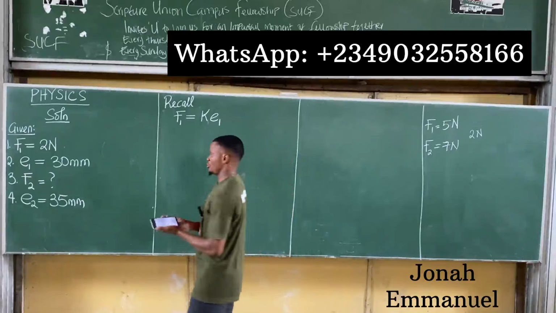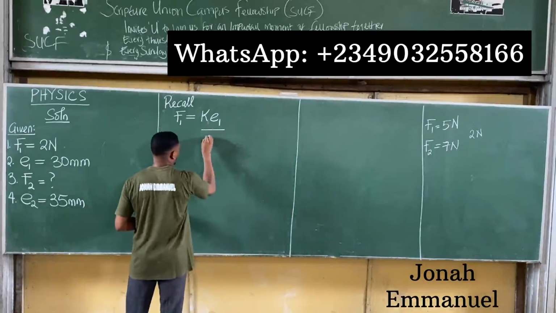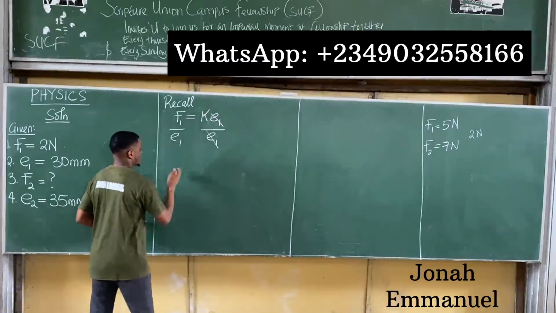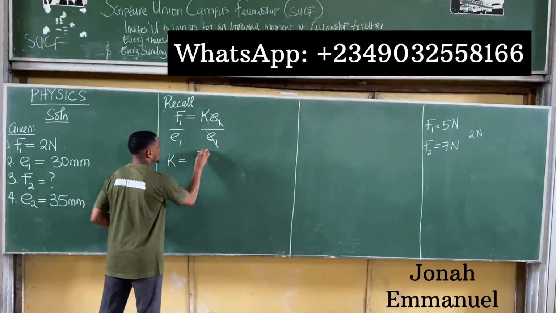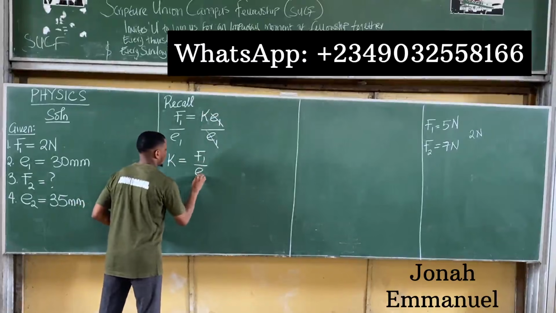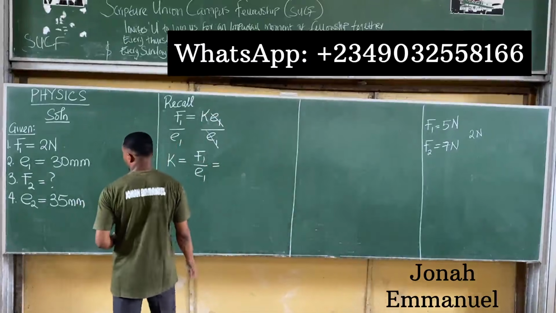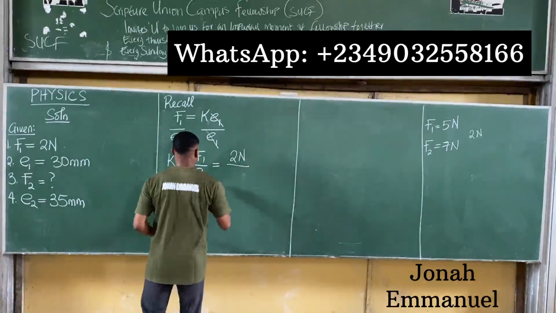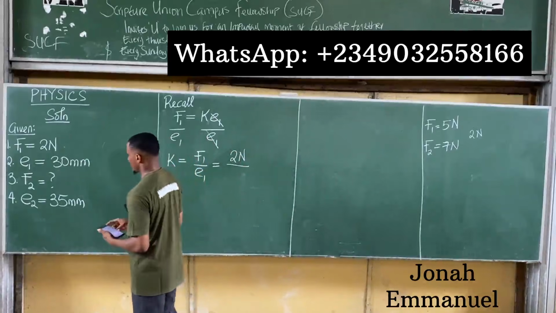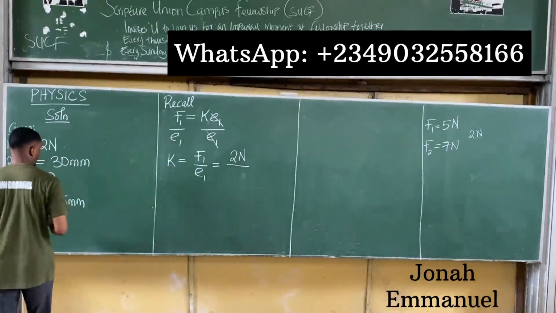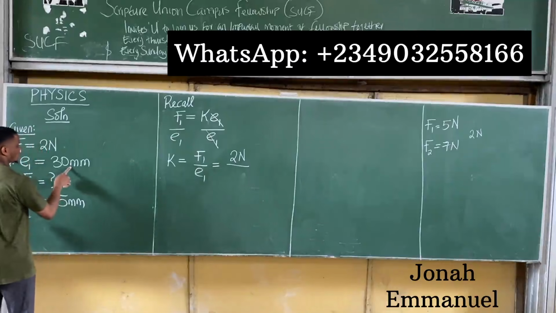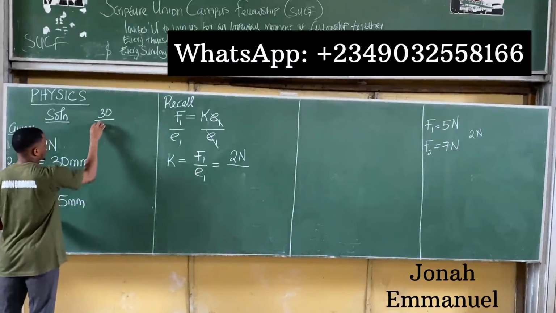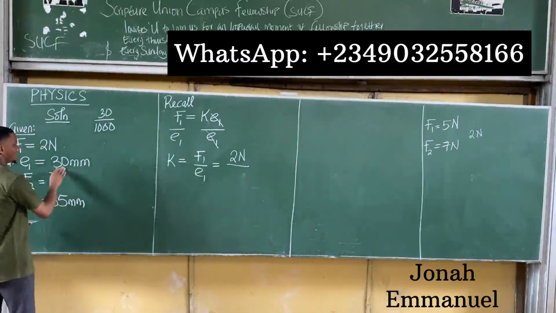k is k. In other words, to get k here, I'll divide both sides by E1. This cancels this. So I can say the spring constant is equal to F1 all over E1. So what's F1? F1 is 2 Newton. So 2 Newton all over E1. E1 here is in millimeters. Let's convert E1 from 30 millimeters to meters. I'll divide by 1000. That's how you convert from millimeters to meters.